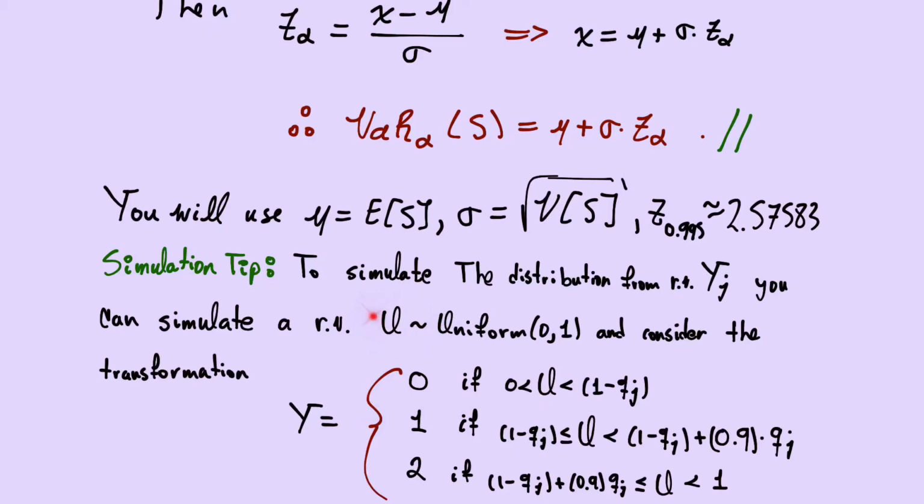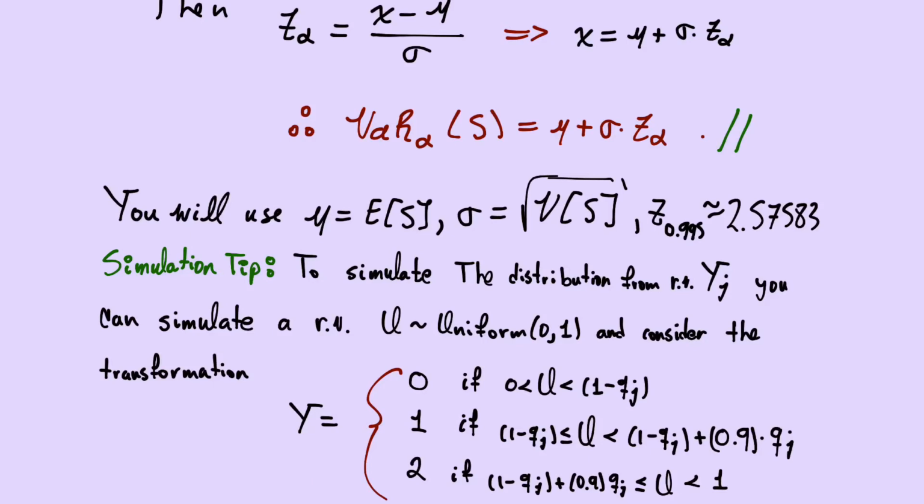And you have to consider this transformation for this random variable that you are simulating. You can use a random variable y, that would be the transformation of u, and this would be 0 if the random variable u is between the values 0 and 1 minus qj. So with this you can be sure that the value 0 has the probability 1 minus qj, which is what we want. And this random variable will get the value 1 if u is between 1 minus qj and 1 minus qj plus 0.9 times qj. Why between these values? Because the probability to get a 1 would be the probability of being in this interval, so just the length of the interval, which is just this value, as we want.